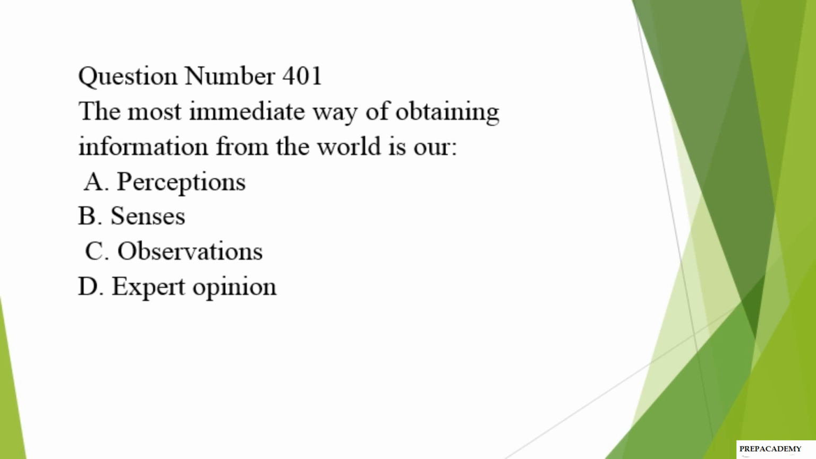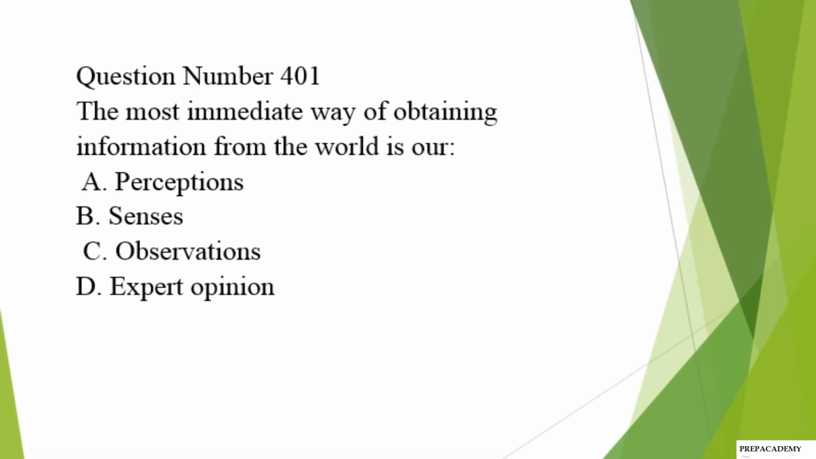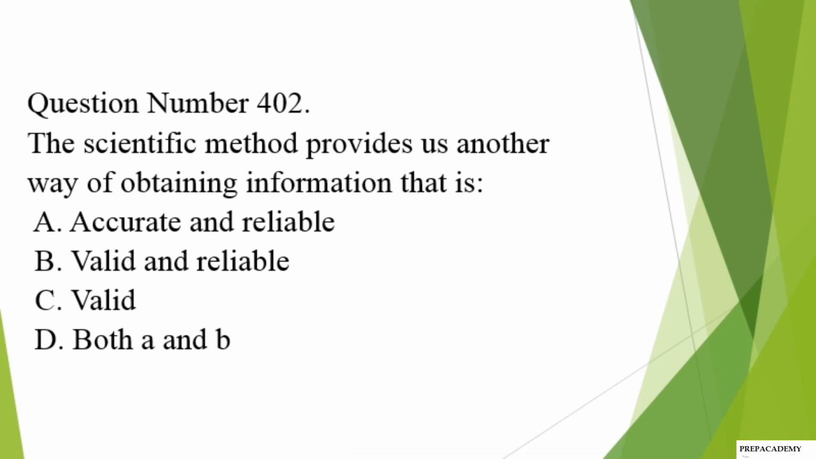This portion is about research management. Question number 401. The most immediate way of obtaining information from the world is A. Perceptions. B. Senses. C. Observations. D. Expert opinion. The correct answer is option B. Senses.